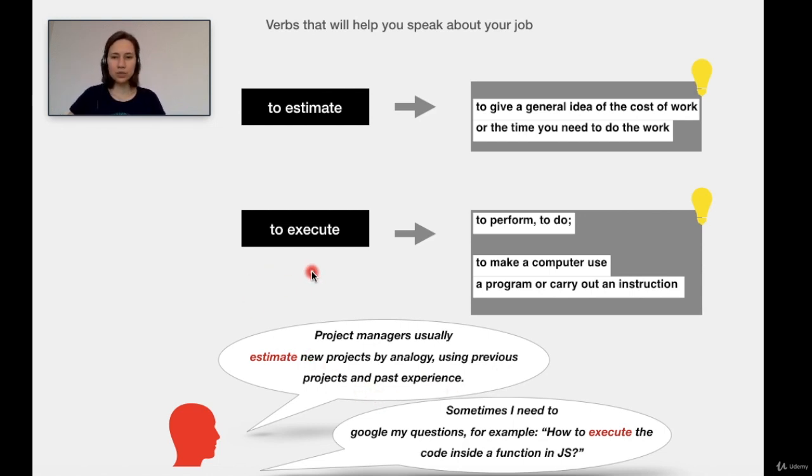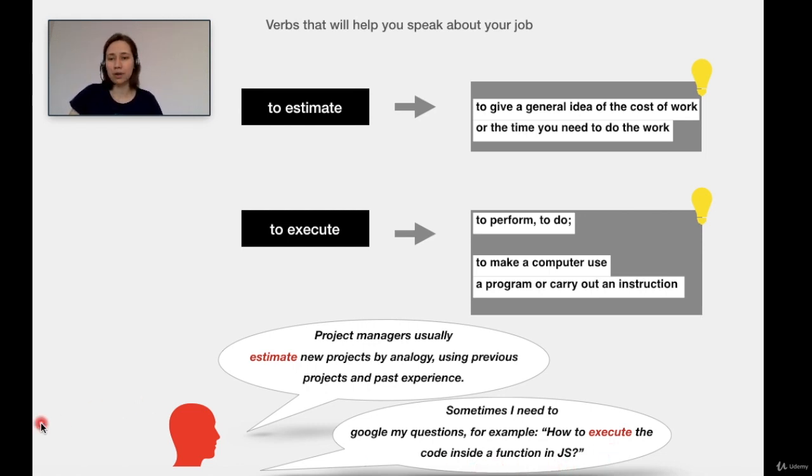The next one is to execute. To execute means to perform or to do. To make a computer use a program or carry out an instruction. Sometimes I need to Google my questions. For example, how to execute the code inside a function in JS, which means how to make the code work inside a function in JS.